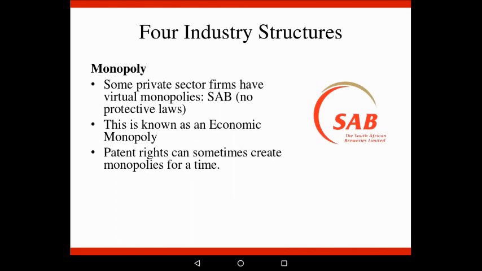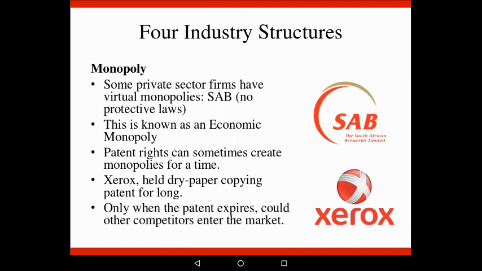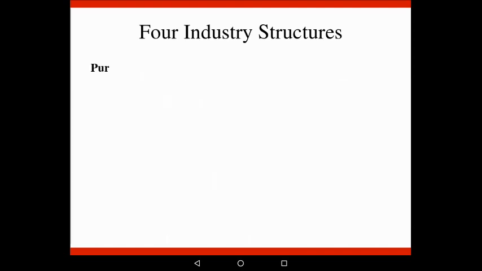Patent rights can sometimes also create monopolies, but for a short period of time. Like Xerox, they had a dry paper copying patent. Remember, they make printers, and they had a specific patent which gave them something of a monopoly in the industry until their patent ran out. Only when the patent expired could other competitors enter the market.